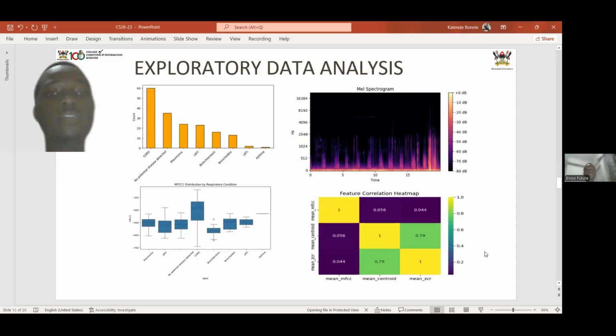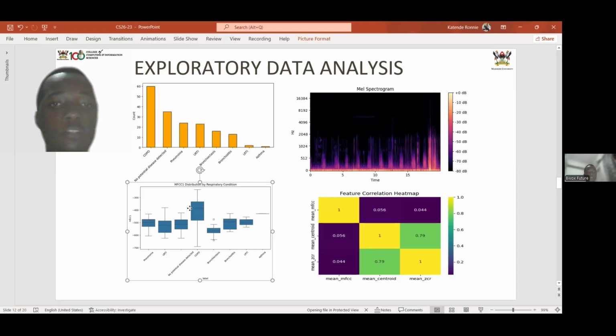So we have the exploratory data analysis. Okay, we shall begin from the mel spectrogram. The mel spectrogram focuses on how those wheezes or crackles were being determined. Then the feature correlation according to the MFCC, the centroid, and the ZCR, the means.